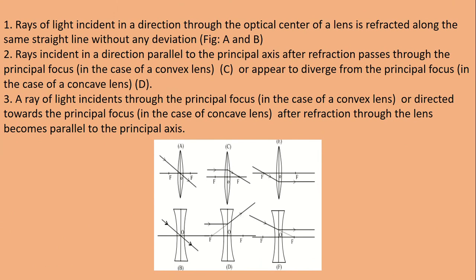Now, I will explain some rules for ray diagram in the lens. Rays of light incident in a direction through the optical center of a lens are refracted along the same direction. Look, for the convex and concave lens. Here it is a convex lens and in figure B it is a concave lens. So in both cases, if the rays of light are incident in a direction through the optical center, then the refracted ray will go through the same direction along a straight line without any deviation. Okay. Number 2.